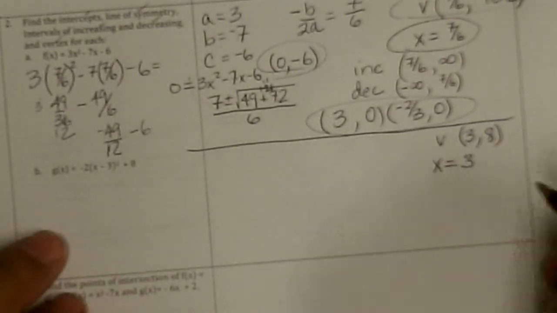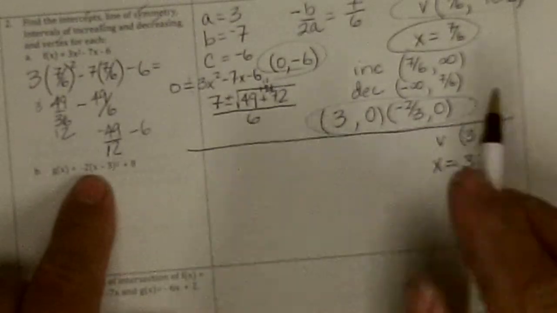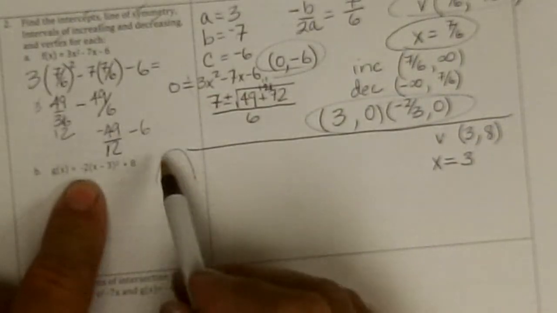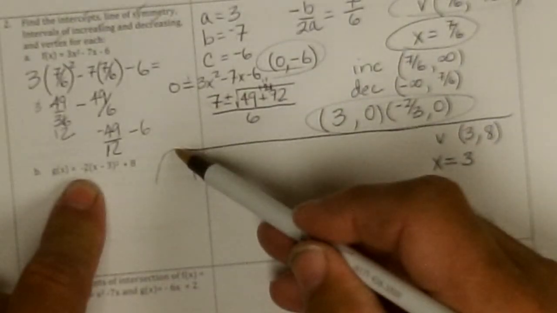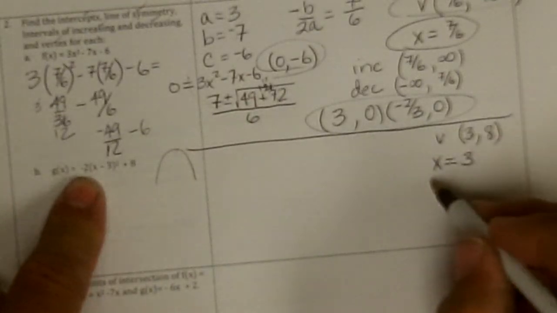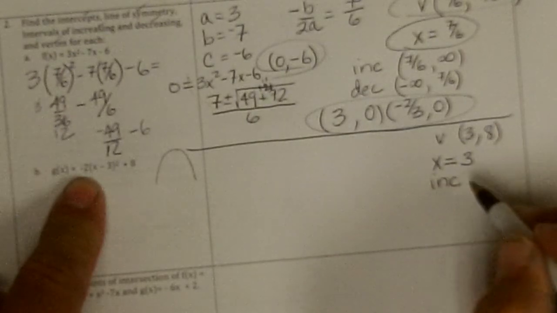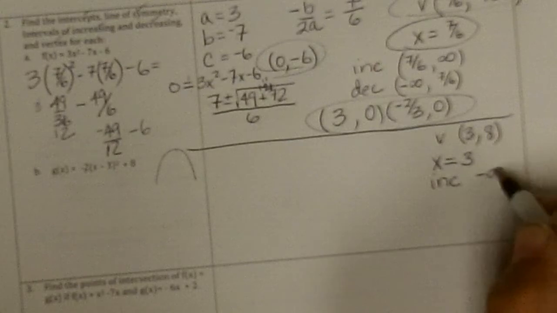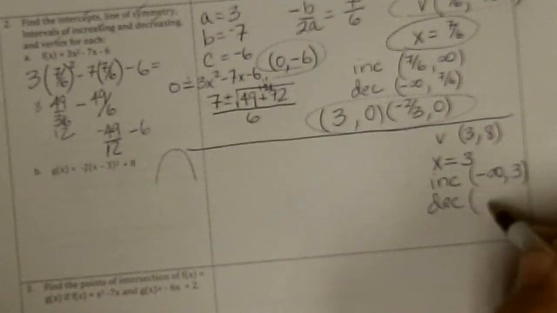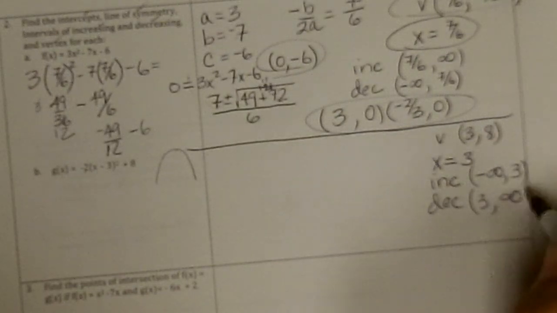And then we have the intervals of increasing and decreasing. Now since this has got a negative 2 in front of it, it's an upside down parabola. So it'll be increasing to the vertex and decreasing beyond. And we want to look at the x value when we talk about the intervals. So the increasing from negative infinity up to the 3 in the x, and decreasing from 3 to infinity. So there's the intervals of increasing and decreasing. We have the line of symmetry, we have the vertex.